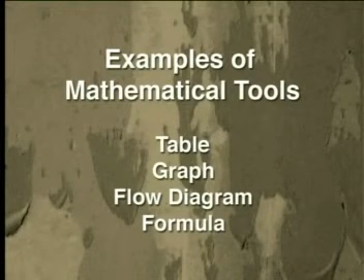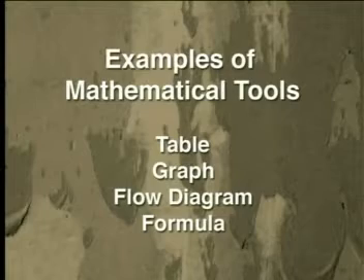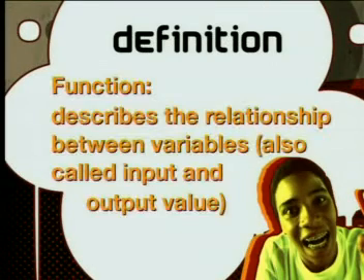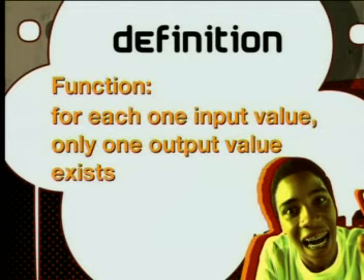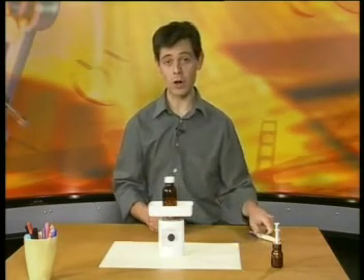We have used a number of tools to investigate input and output values for functions. For now, we are going to focus on function rules or formulae. Let's make sure, though, that we all understand what we mean by a function. A function describes the relationship between variables, also called the input and output values. For each one input value in a function, there is only one output value. All the examples we've used so far in this block have been examples of functions.